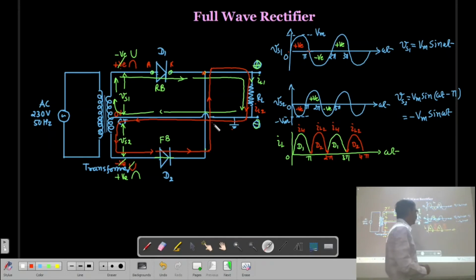And unidirectional current is called a DC current. And here also you can see that the current is flowing only in one direction. We don't have negative current. Whatever the current is there, it is a positive current only. Okay? And both the currents are flowing in the same direction. So here we have a positive terminal and here we have a negative terminal of the rectifier circuit.